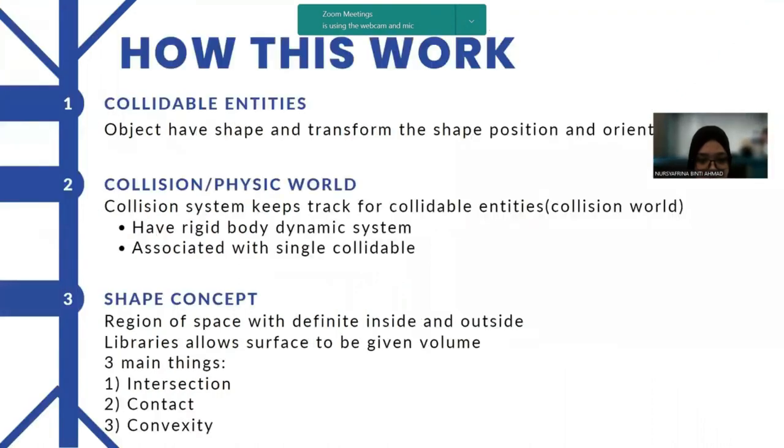And then how the collision detection system works is through collidable entities. The object has a shape and must be transformed so that it can be positioned and oriented properly. Next is through the collision world. The shape has a rigid body, dynamic system, and is associated with a single collidable. And next is through the shape concept.